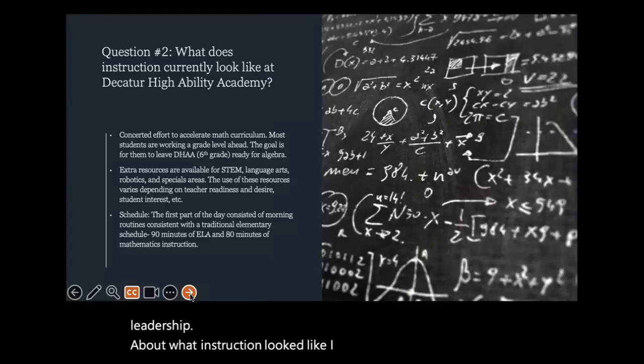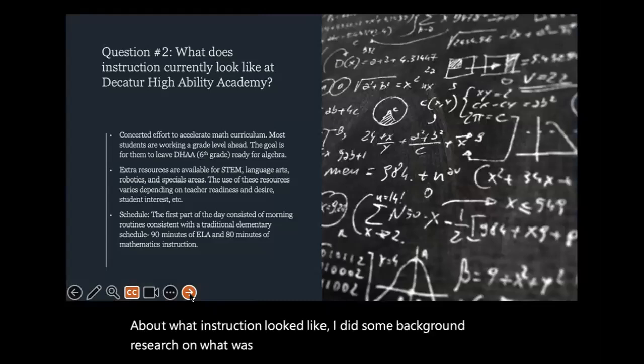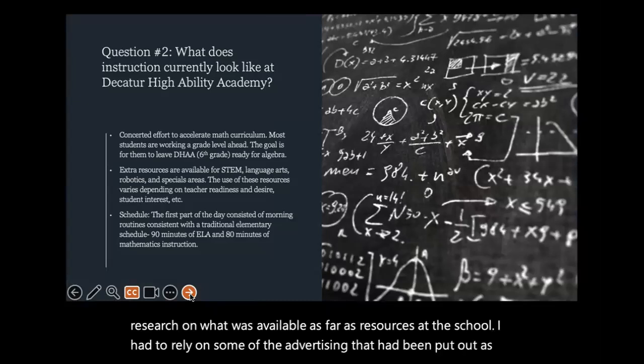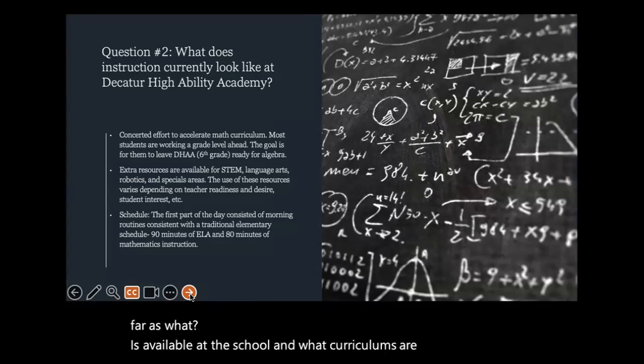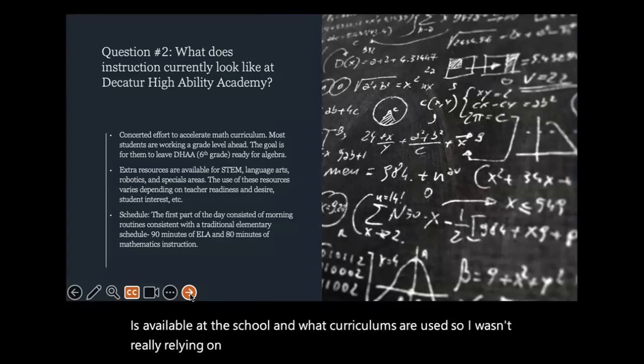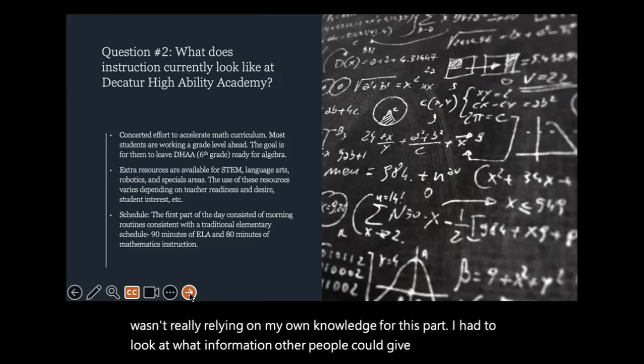I did some background research on what was available as far as resources at the school. I had to rely on some of the advertising that had been put out as far as what is available at the school and what curriculums are used. So I wasn't really relying on my own knowledge for this part. I had to look at what information other people could give me.